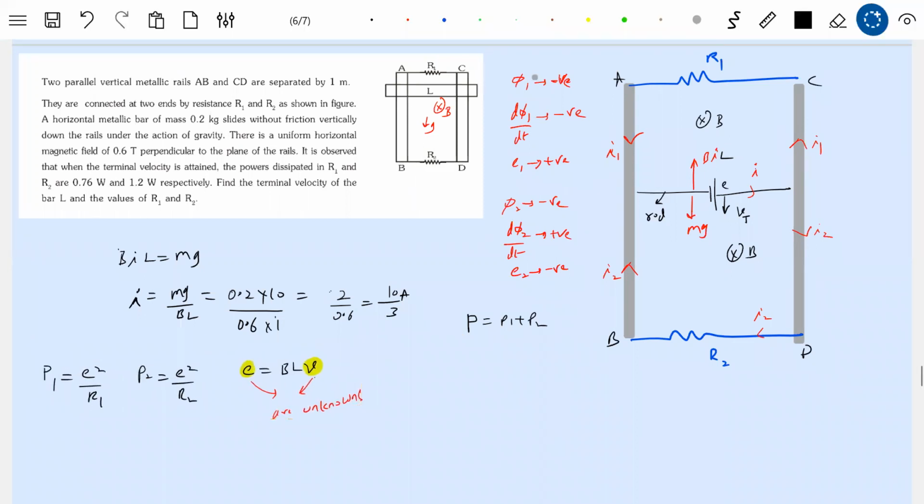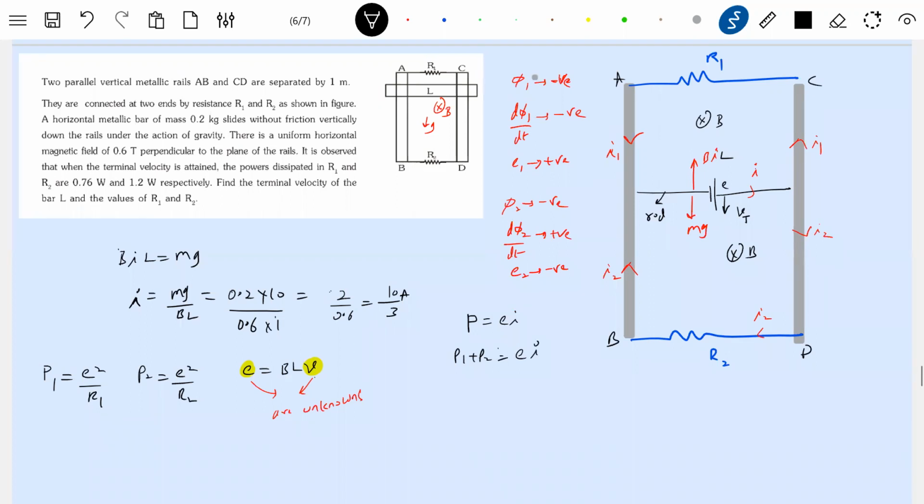Total power. Total power should be equal to E into I. Do we know E? We know I. I'll come to this. The total power should be equal to E into I. This is P1 plus P2. E is what? We don't know. P1 plus P2 we know it.